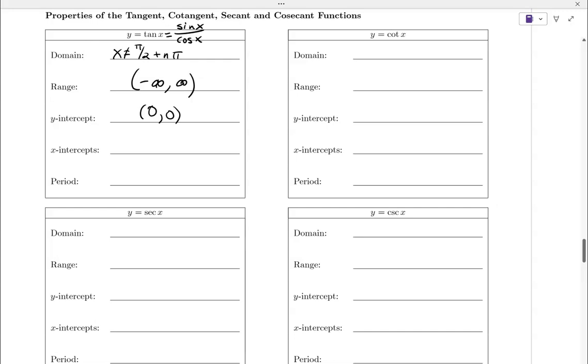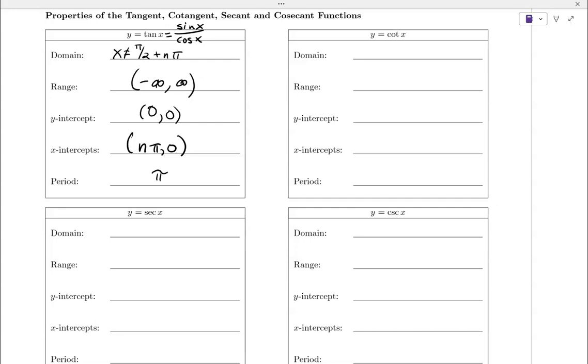Where does it cross the x-axis? When is the fraction equal to 0? When the numerator is equal to 0, right? So where is sine equal to 0? Pi and 2 pi and 0 and negative pi and negative 2 pi, right? So all the multiples of pi. So the x-intercepts here would be multiples of pi, comma 0. And then finally, how long does it take for the tangent graph to repeat? Pi, good.